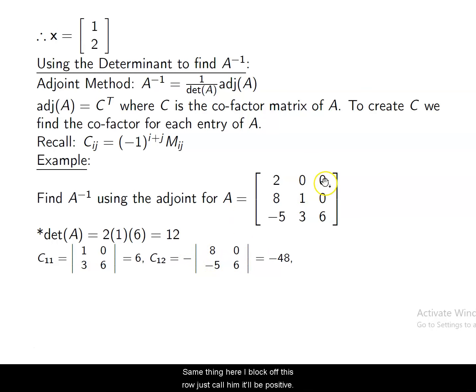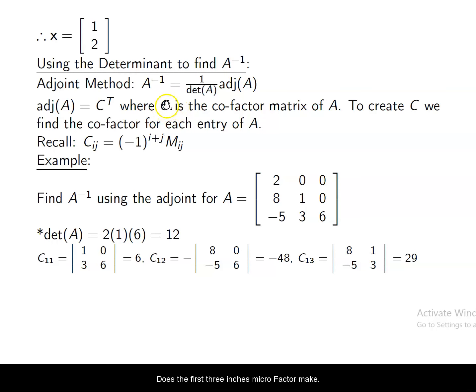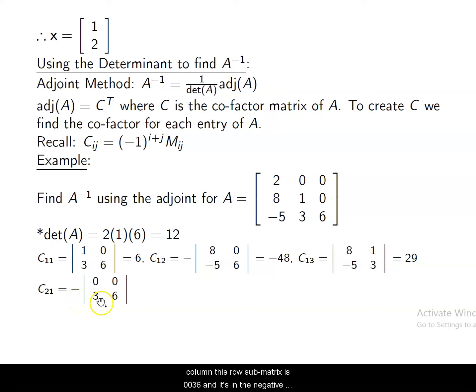Same thing here. I block off this row, this column, it'll be positive, and I'm going to get 24 minus a minus 5, or positive 29. So these 3 entries are the first 3 entries for my cofactor matrix. Now I'm going to do the same thing here. Block out this column, this row. The submatrix is 0, 0, 3, 6, and it's in the negative position. That gives me 0.